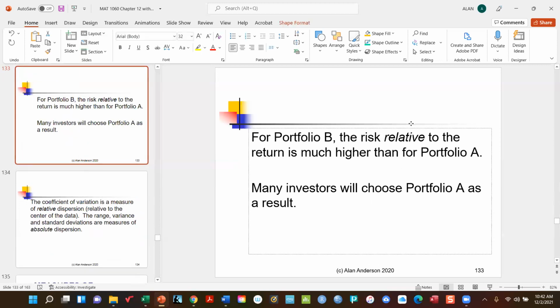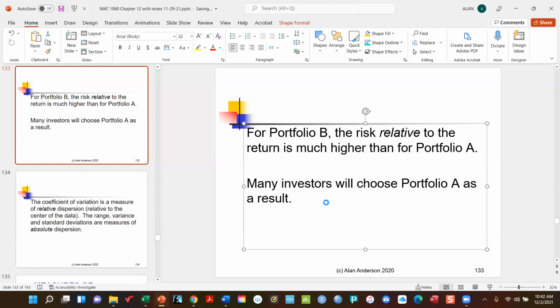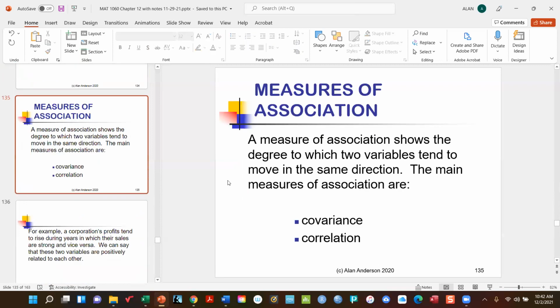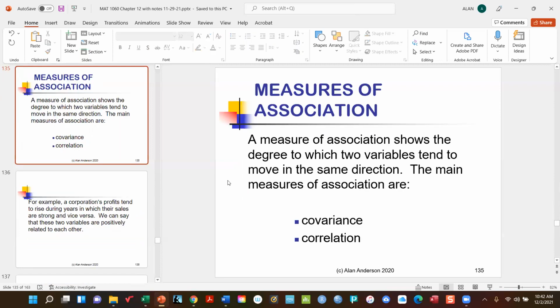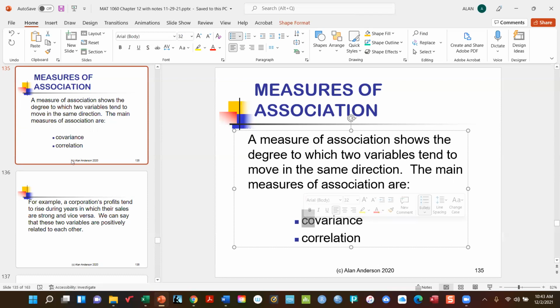All right, so let's see, what is this all about? A measure of association shows the degree to which 2 variables tend to move in the same direction. And the 2 most important ones, as you can see there, are the covariance and the correlation. Now you can see in here is the word variance. The variance refers to a single sample or population. Covariance indicates that this refers to the variance of 2 samples or 2 populations.